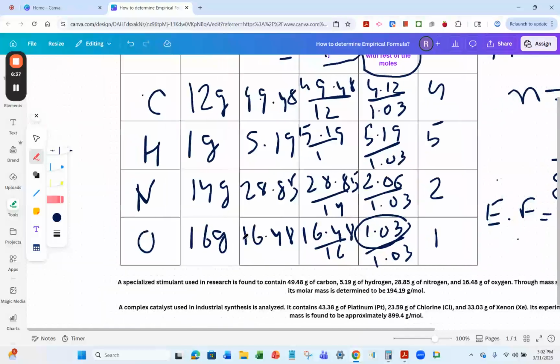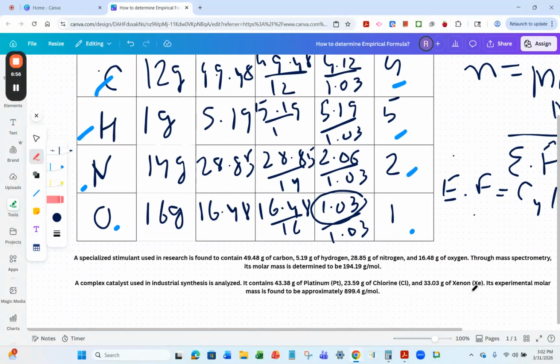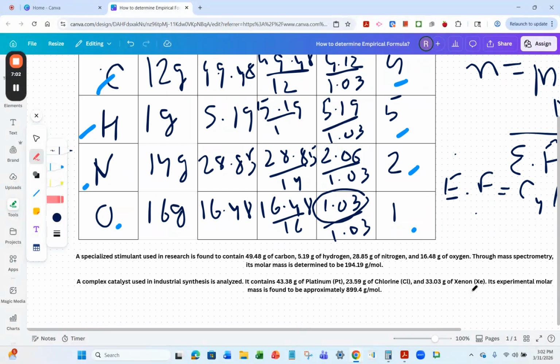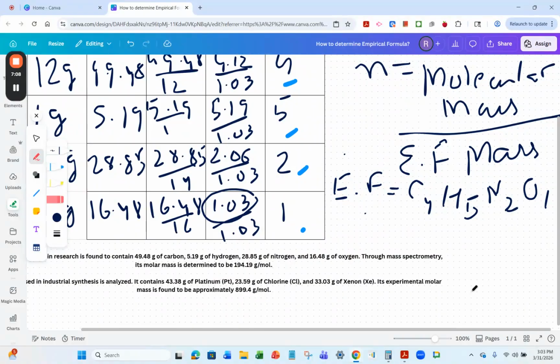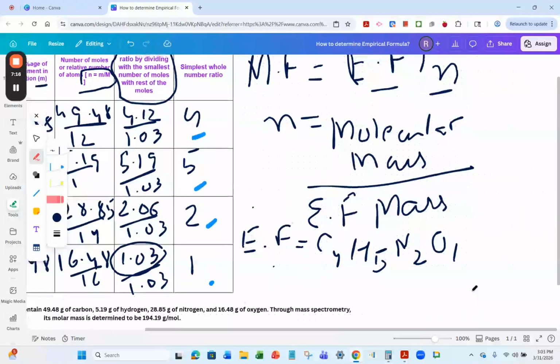We can check parallel. You can see carbon 4, hydrogen 5, nitrogen 2, oxygen 1. This is our simplest ratio. But the question is, what's the molecular formula? Sometimes the question is not direct that find molecular formula. So one thing you can tell your kids, if standard molar mass is given to you, it means your final question is about molecular formula. You are not going to stop till empirical formula. So we need to find our molecular formula.